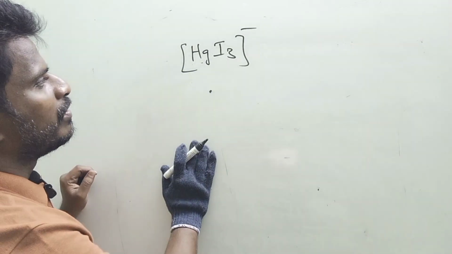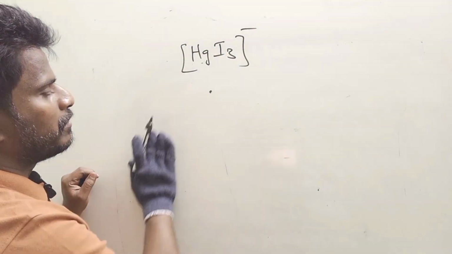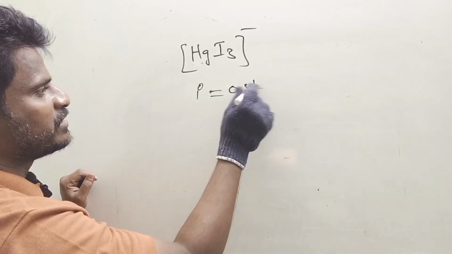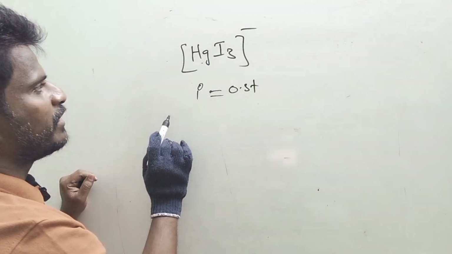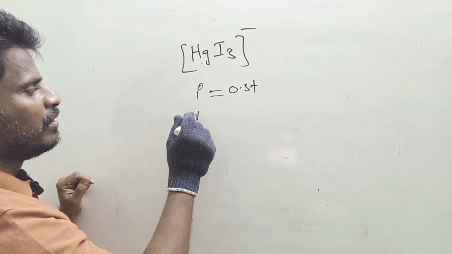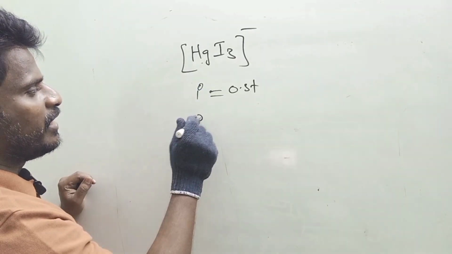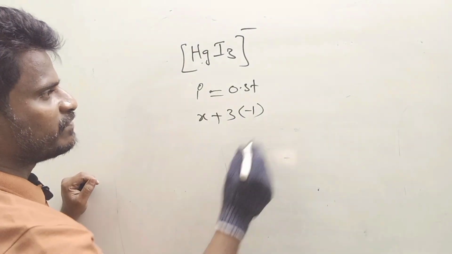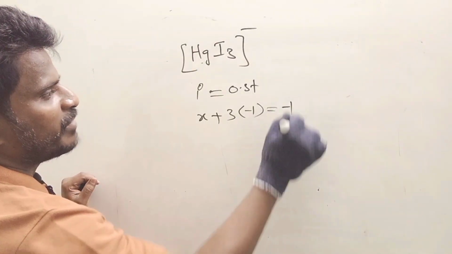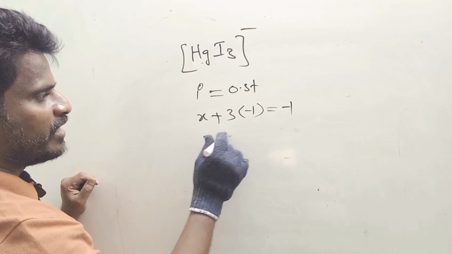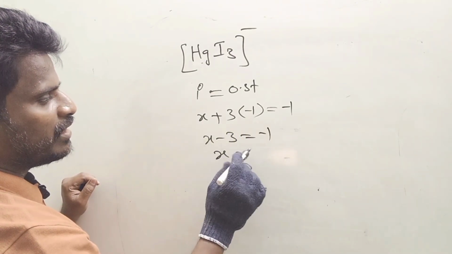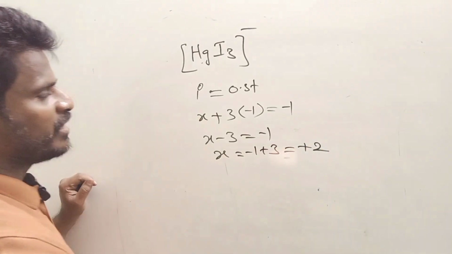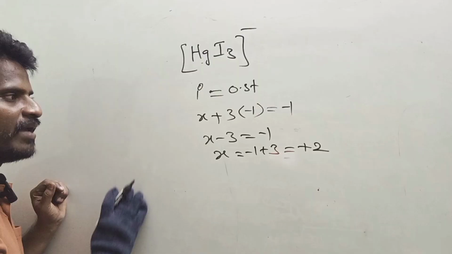Hybridization of the triiodomercurate ion. For this complex, primary valency is the oxidation state. We have to calculate the oxidation state of mercury. Mercury oxidation state is X, then 3 iodides are there, each iodine charge is -1, and this complex has a -1 charge. Then x minus 3 is equal to -1, so x is equal to -1 plus 3. Finally, mercury is in +2 oxidation state, that is its primary valency.